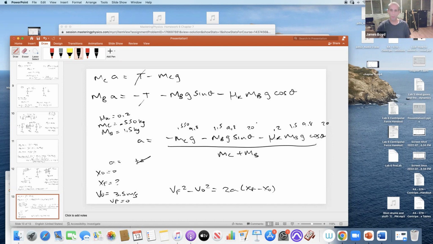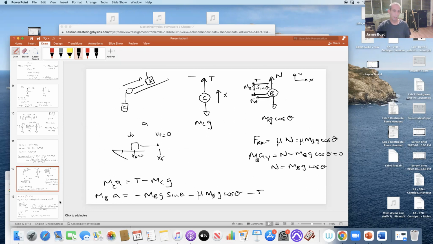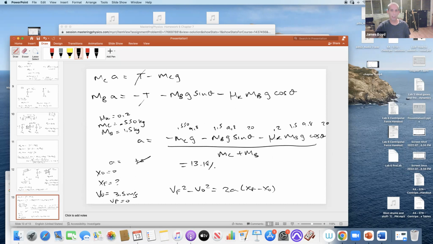And I get 13.18 at the top, divided by the two masses, 0.55 plus 1.5, so 2.050. I get 6.4295 meters per second squared. That's my a. I'm trying to find x final.